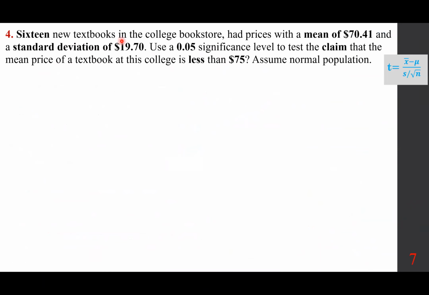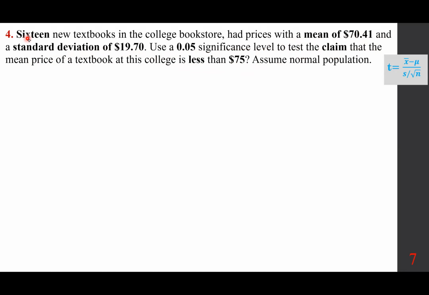16 new textbooks in the college bookstore had prices with a mean of $70.41 and a standard deviation of 19.70. Use a 0.05 significance level to test the claim that the mean price of a textbook at this college is less than $75. Assume normal population, because n is small. When I say small, it's smaller than 30.